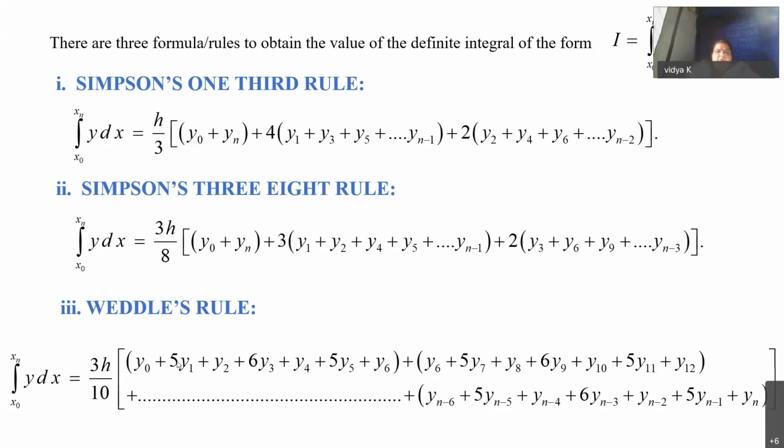1 5 1 6 1 5 1. So 1 times y0, 5 times y1, 1 times y2, 6 times y3, 1 times y4, 5 times y5, and 1 times y6. Then repeat that. Again start with y6 only, y6 to y12. Then y12 to y18. Like that you have to do, and substitute the string 1, 5, 1, 6, 1, 5, 1. Okay. So this is how you can remember those formulas.